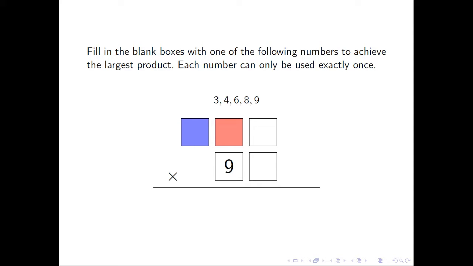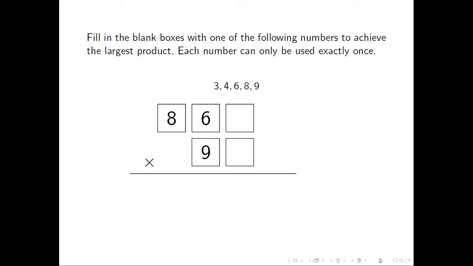Alright, so now where should the 8 go? Well, the 8 goes in the blue position because that's the higher one. So now we have the orange. That's what's left. Well, what do we put there? We put the next highest number in the list. So it's a 6, so we'll put a 6 right there.